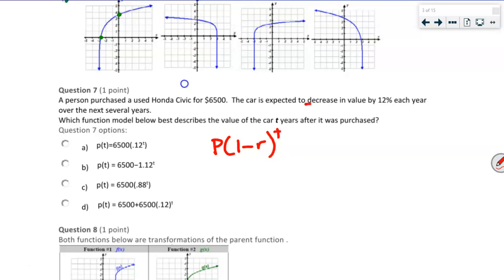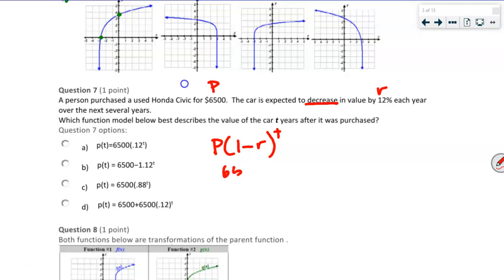And I know that it was minus because of that word decrease. If it said increase, we would do plus. Our principal is the $6,500. This is our rate of interest, right? And then it says next several years, so we don't know how many years, so t is going to be in our equation when we get done.